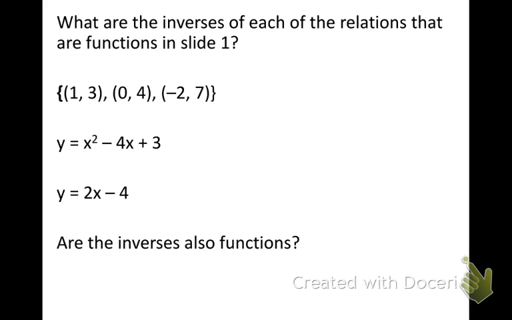Okay, so think back to some of the examples we just saw. We want to figure out what are the inverses of each of the relations of those functions on slide 1. So we have (1, 3), (0, 4), (-2, 7). What is my inverse? I am going to reverse that pairing. I'm switching my x's and my y's. So I would have (3, 1), (4, 0), and (7, -2). This would be my inverse.